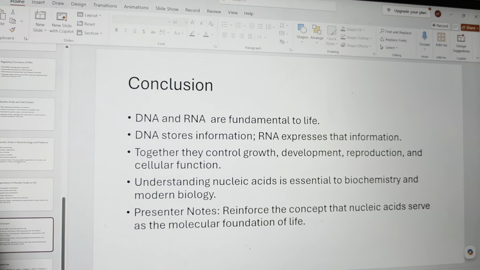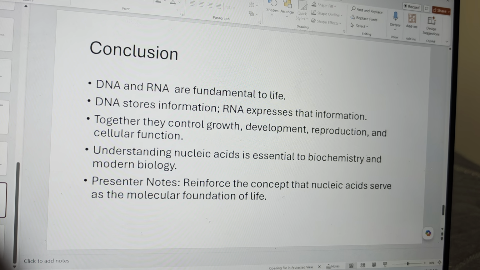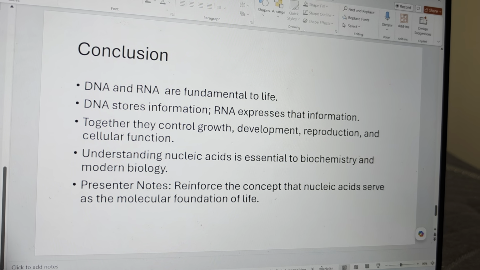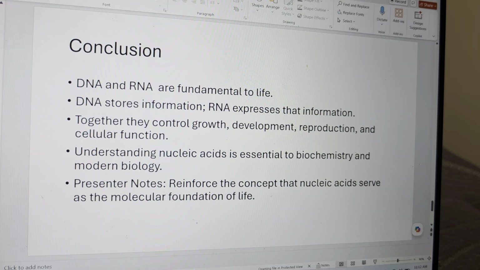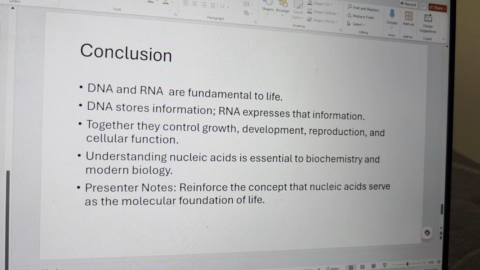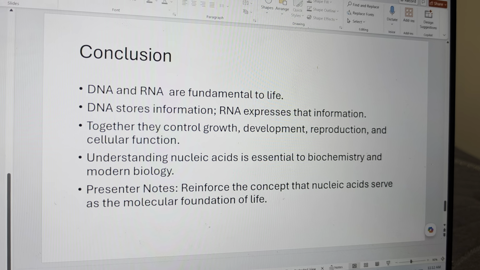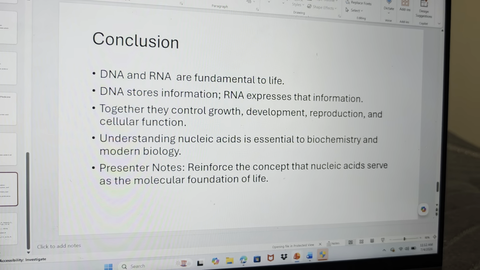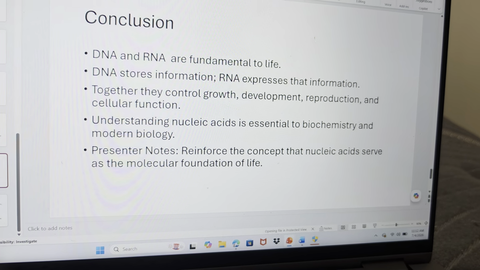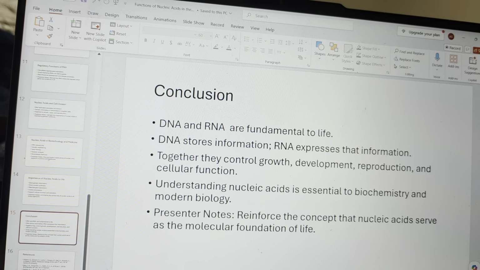The conclusion of this presentation is that DNA and RNA are fundamental to life, which of course we know contain the code of life. DNA stores information, whereas RNA expresses that information. Together they control growth, development, reproduction, and cellular function. Understanding nucleic acids is essential to biochemistry and modern biology. The idea is to reinforce the concept that nucleic acids serve as the molecular foundation of life.